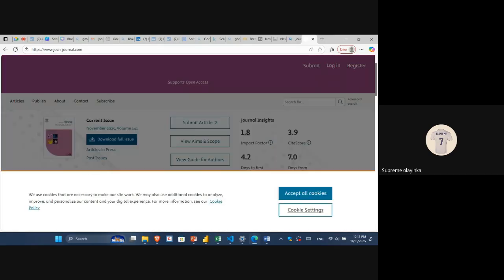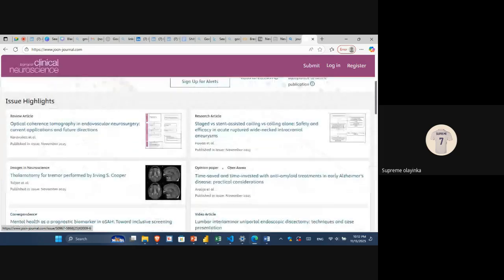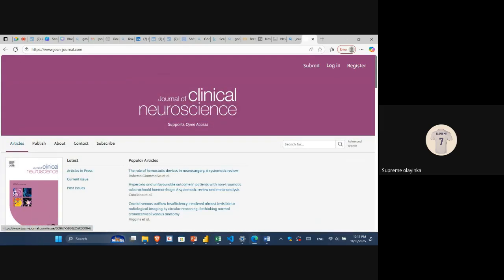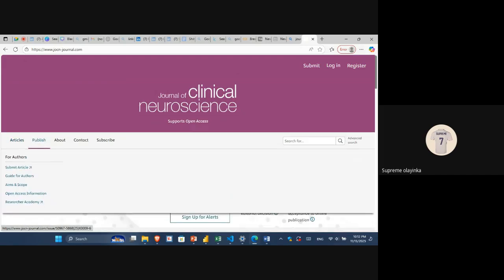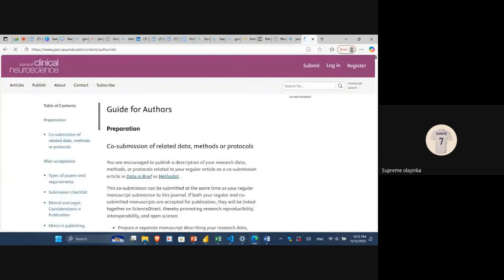Now let's look at this. Okay, the first thing you want to click on is the publish button here. So let's go for the guide for authors. That would be the first thing you are actually supposed to do. Now, I already have my research question in mind. So I want to look at what the requirements are if I'm supposed to submit. Where do I want to submit it to?